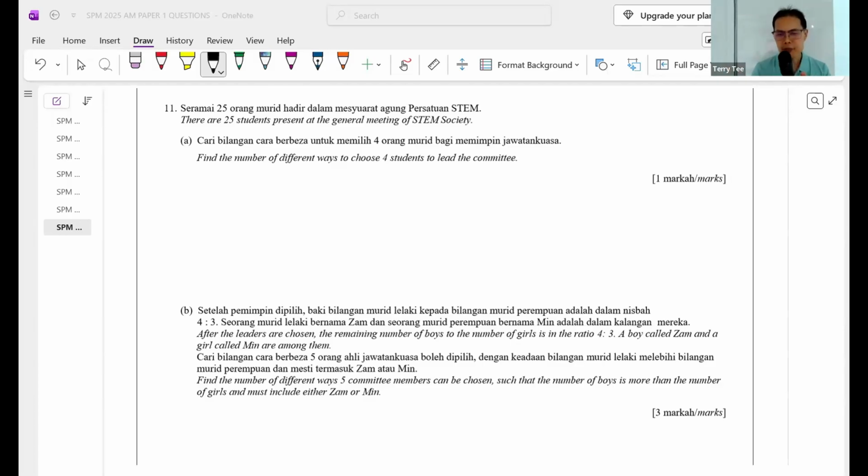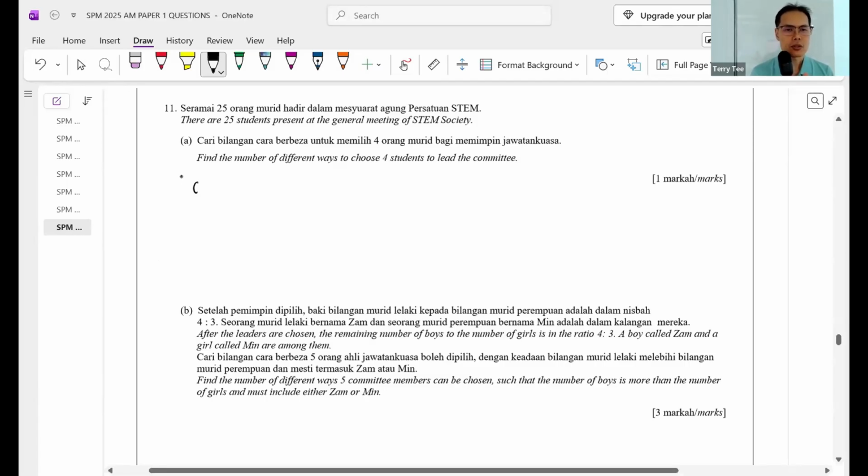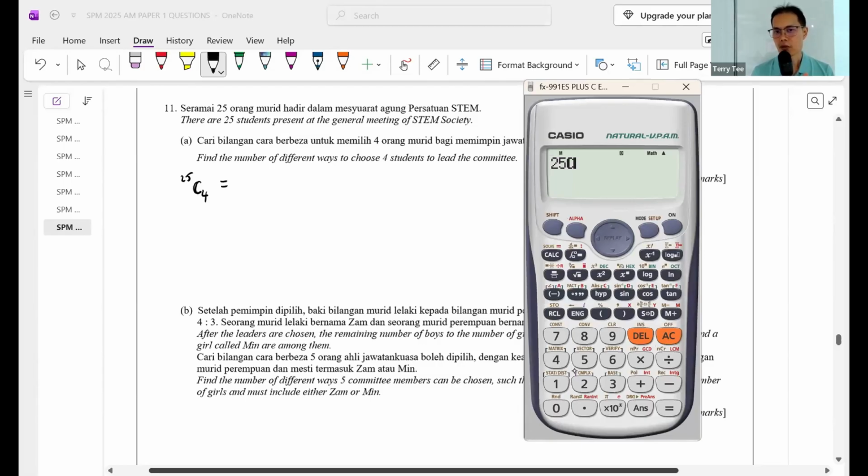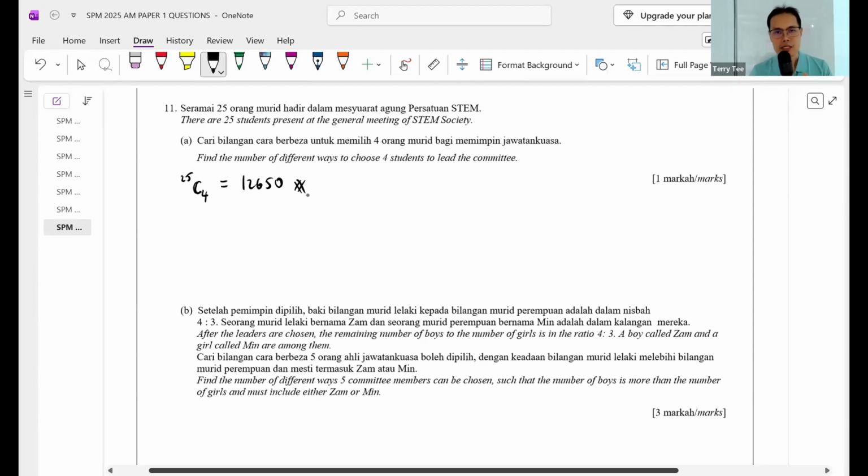Question 11. This is combination. In my opinion, this question and the previous one should be combined as one, because it's under one chapter, but it's written as 2 separate questions. There are 25 students present at the general meeting of a STEM society. Find the number of ways to choose 4 students to lead the committee. Very easy. How many ways to choose 4? 25 choose 4. What is 25C4? Calculator, you get 12650. First part is quite easy.